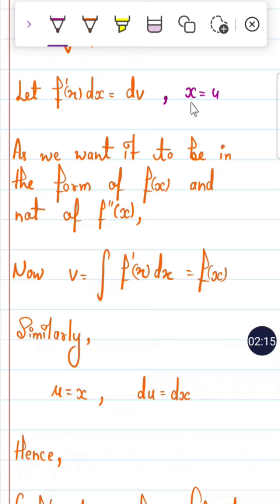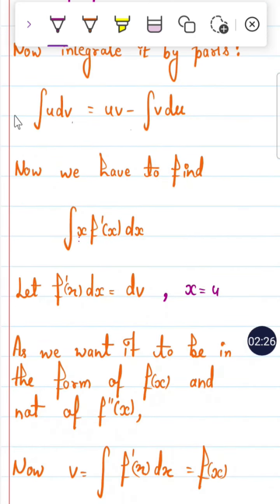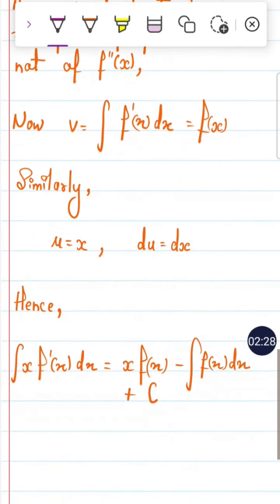Similarly, we have u equal to x, so we have to find du. What is du? du is equal to dx. So we put the values in uv minus the integral of v du. So the integral of x f dash of x dx is equal to x, that is u, into v, that is f of x, minus the integral of f of x dx plus c. Okay, that is the integral of x f dash of x dx.